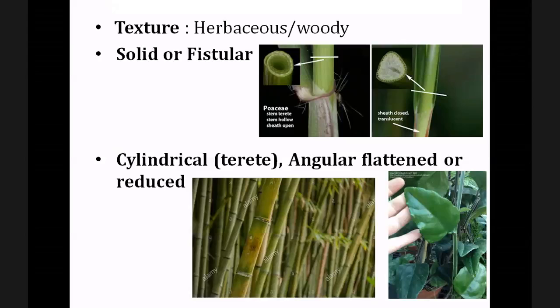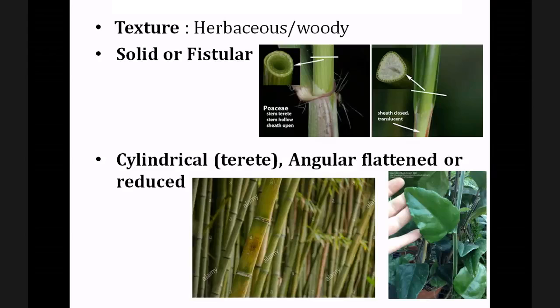The next category: cylindrical stem, angular flattened stem, or stem may be reduced. Cylindrical stem, which we also call terete, means the stem is straight and round. In bamboo, you can see the straight and rounded stem. We call it a cylindrical stem.